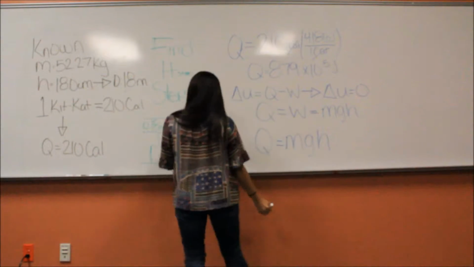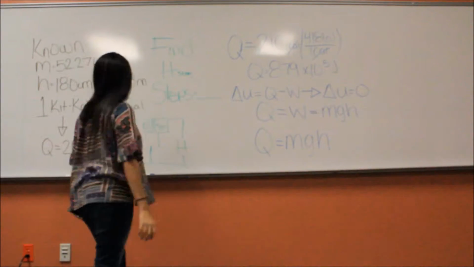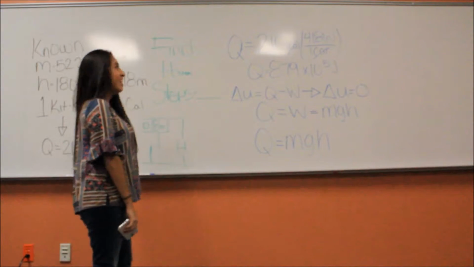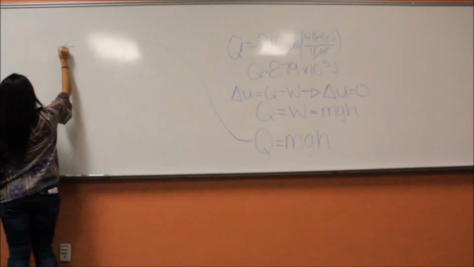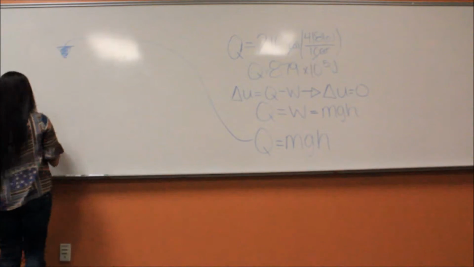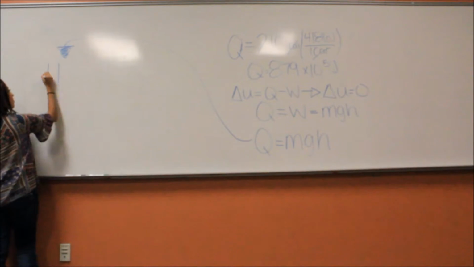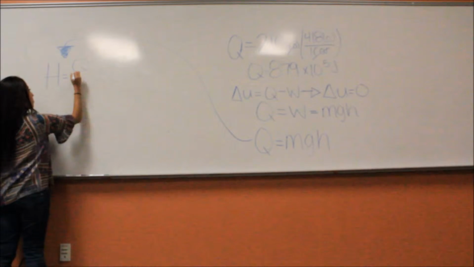Step 3. We already know that work equals mass times gravity times height. So we can go ahead and let heat equal mass times gravity times height, and solve for the h, which will be the height to climb.